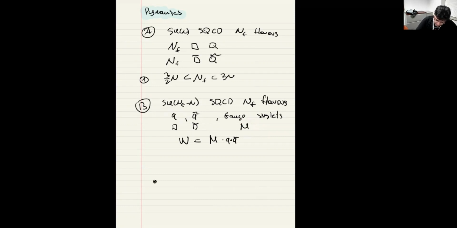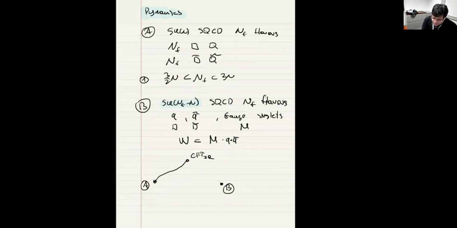Okay, so we can start with a CFT A in the UV. We turn on the gauge coupling, and then we flow to a CFT in the infrared. Or we can start from this other CFT, which we call CFT-B, which has a different gauge group. Instead of SU(N), we start with an SU(NF minus N) gauge group, and we flow to exactly the same fixed point.